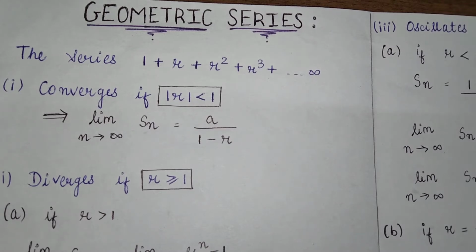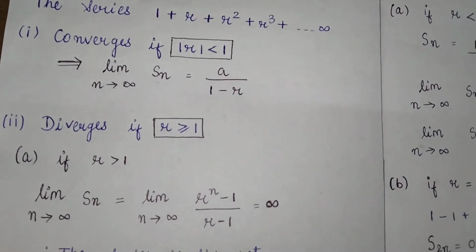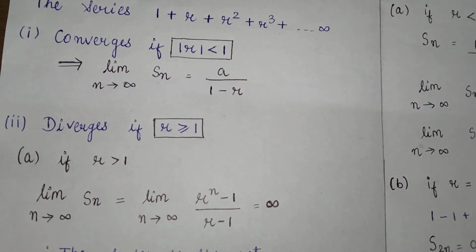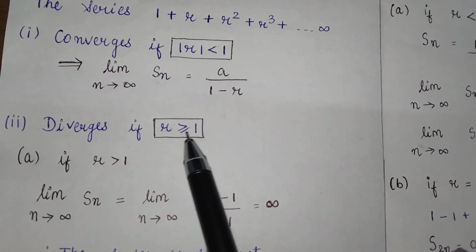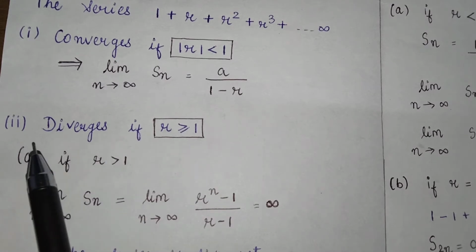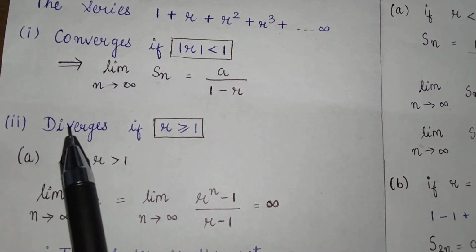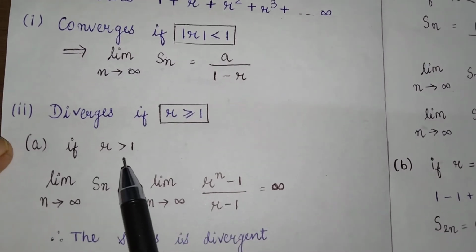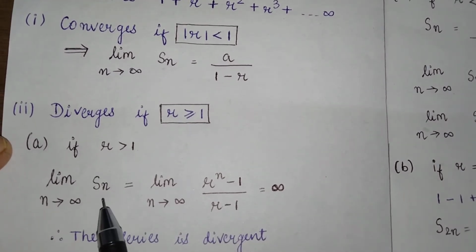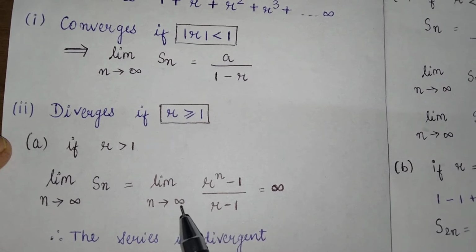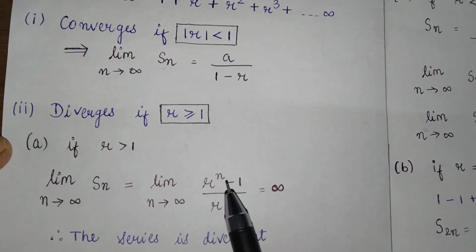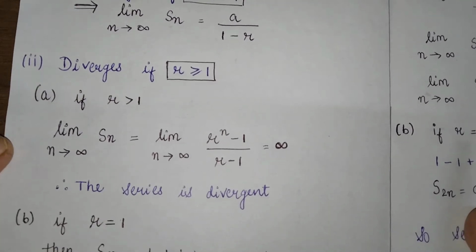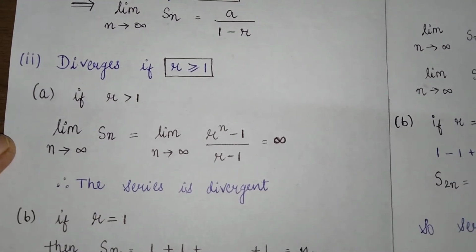Now, the second condition is that it diverges if r is greater than or equal to 1. If you get r greater than or equal to 1, then the answer will always be divergent. If you get r greater than 1, then the sum of the series can be written as limit n tends to infinity of r raised to n minus 1 upon r minus 1. During that time, the series will be divergent.